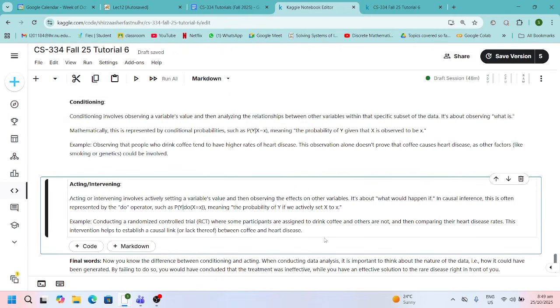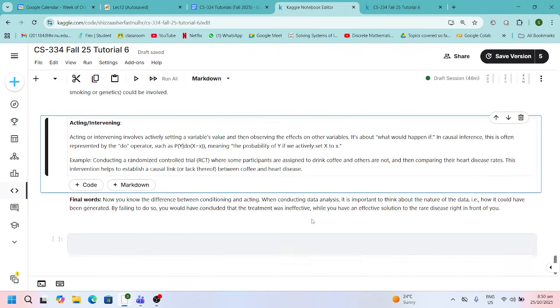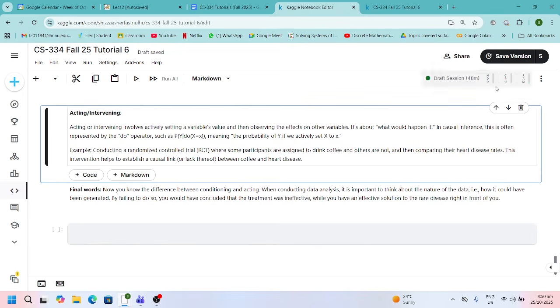In acting or intervening, you can establish causal links because this is like an RCT. Some people are assigned to drink coffee, some people are assigned to not drink coffee. And then if you compare their heart disease rates, you can establish a causal link.